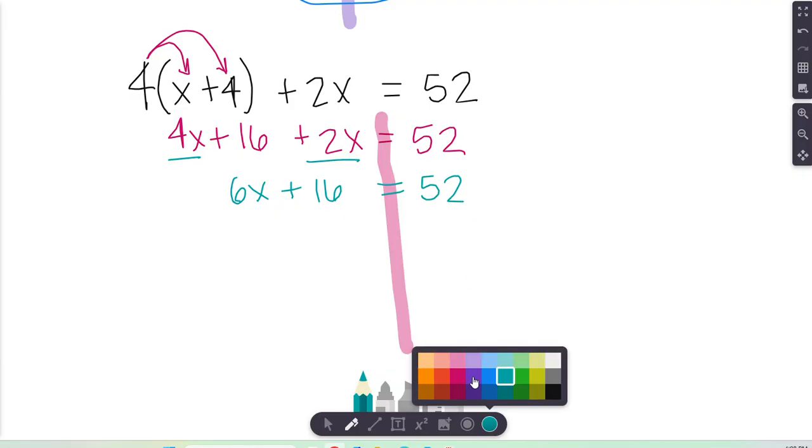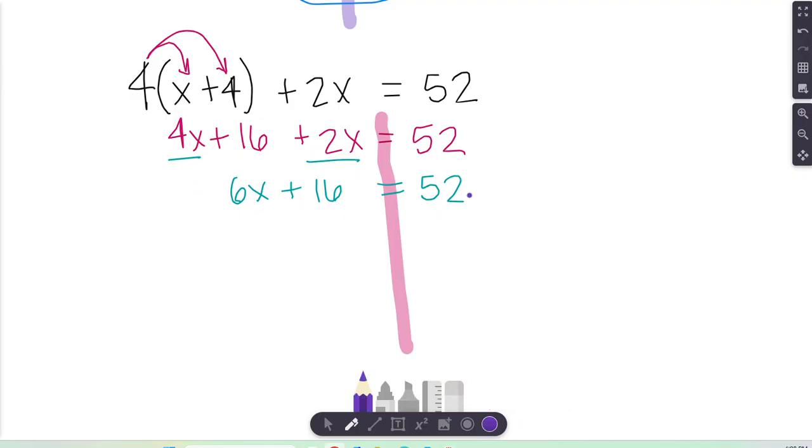Okay. Next thing, we're at the step where we can just start solving with inverse operations. This is a 2-step equation now. So I need to make this plus 16 go away by subtracting it. So let's subtract 16 on both sides. Keep my equation balanced. 52 minus 16 is 36. Equal sign stays in the middle. Bring this down. Now I have 6x equals 36.